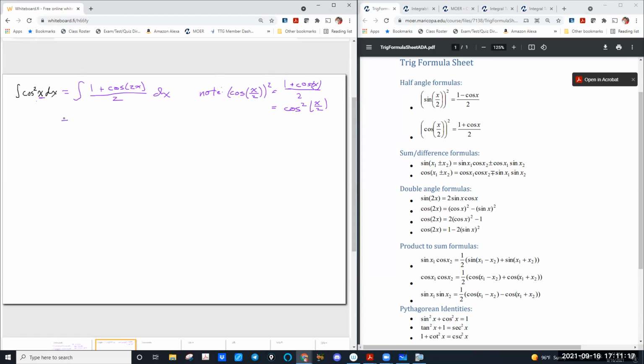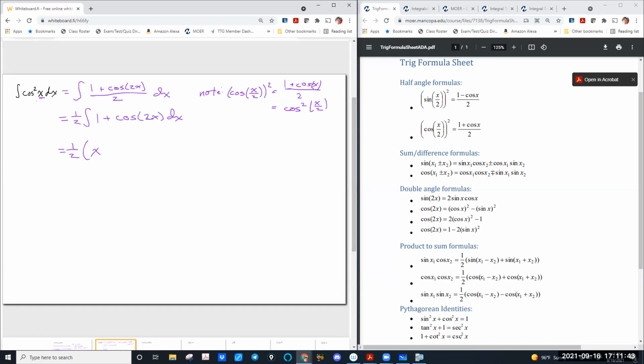Guys, now we've got a basic antiderivative. I don't want to deal with this 2 in my integral, so I'm going to pull it out. 1/2 times 1 plus cosine of 2x dx. I'm going to do the antiderivative piece by piece. 1/2 times the antiderivative of 1 dx, which is x. Let's talk about the antiderivative of cosine of 2x.